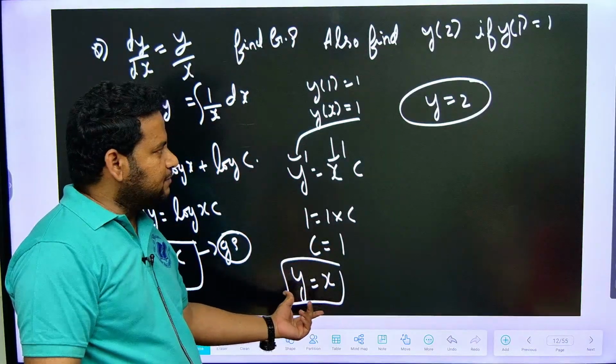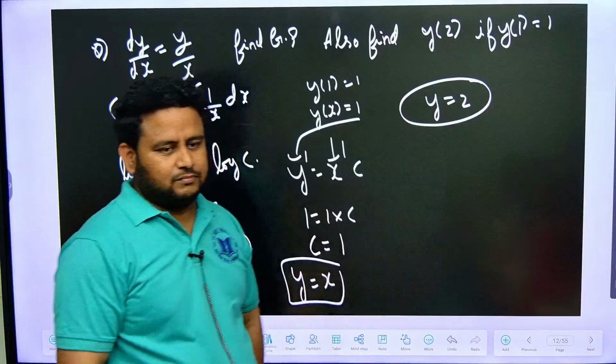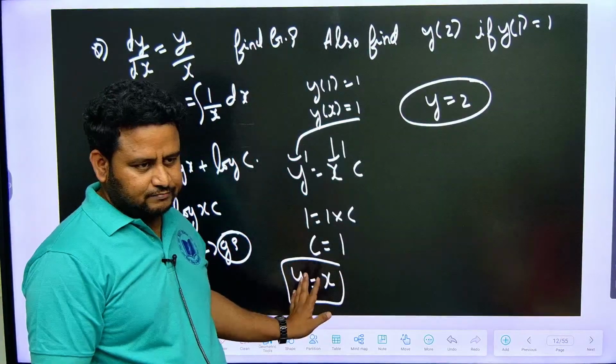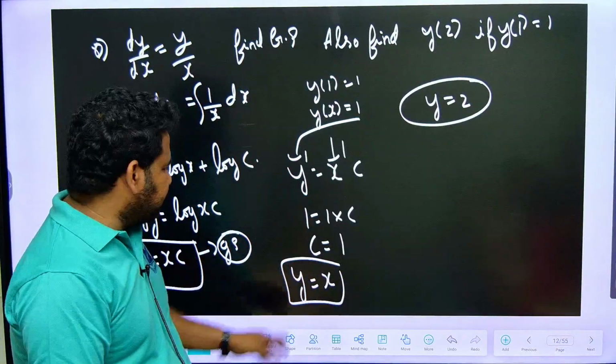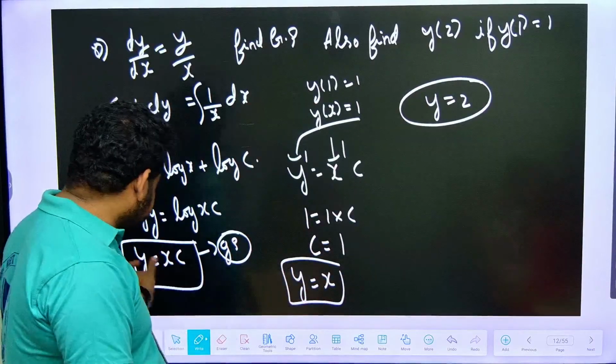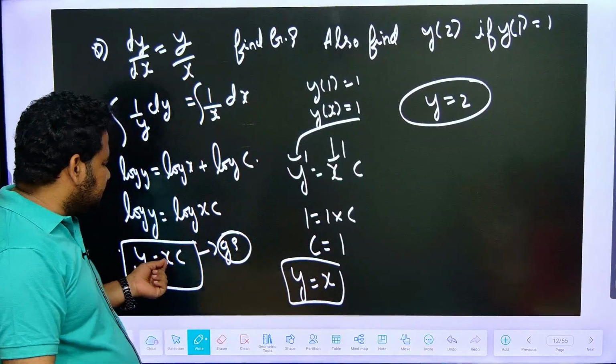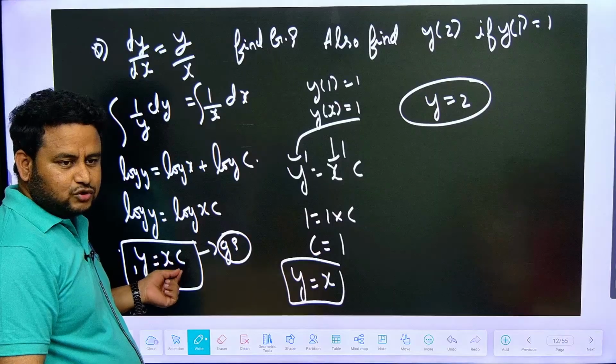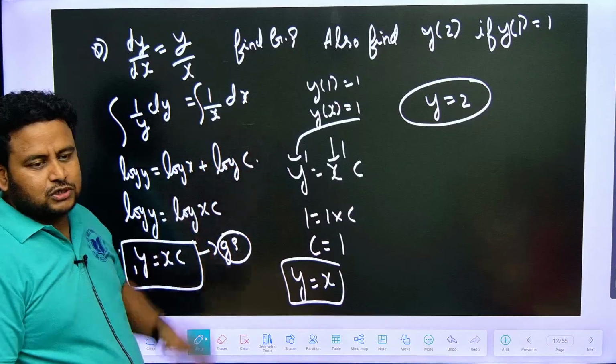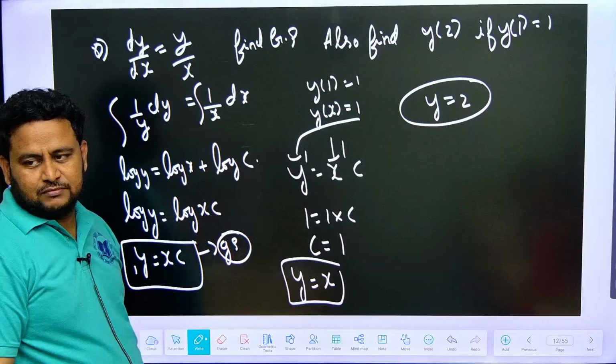Using this, what will it become? y is equal to 2. That's all. C will not be there here. Already c is gone. C value what we got? 1. Even if you take this and write it, y value will be 2 into c. C value is 1. So 2 into 1 is 2 only. So y is equal to 2. That is the particular solution.